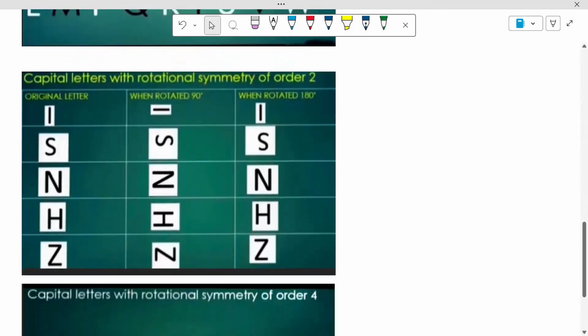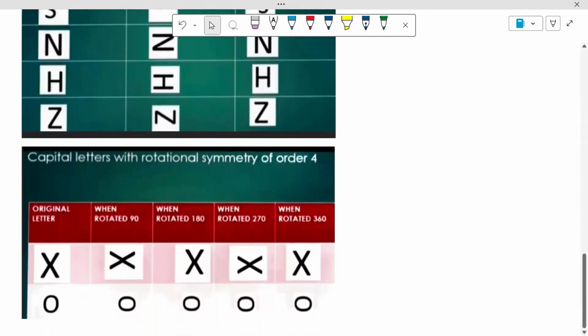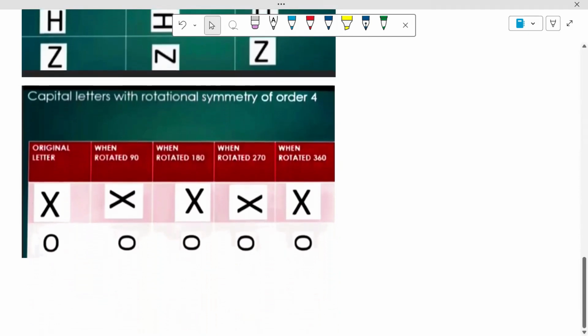Next, letters with rotational symmetry of order 2. Original letter I is given, rotated to 90 degrees, but once it's rotated a second time to 180 degrees, it looks same as the original letter. So I, S, N, H, and Z have rotational symmetry of order 2. Then there is no letter which has rotational symmetry of order 3. Capital letters with rotational symmetry of order 4, there are only 2 letters. You can have a look, X and O.